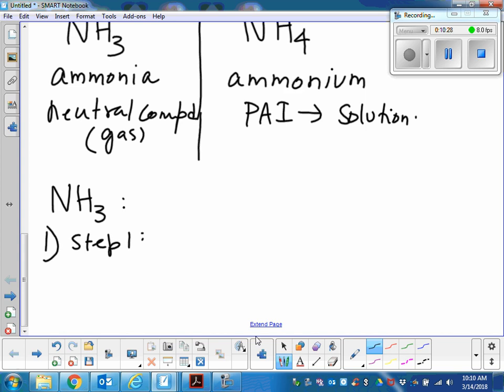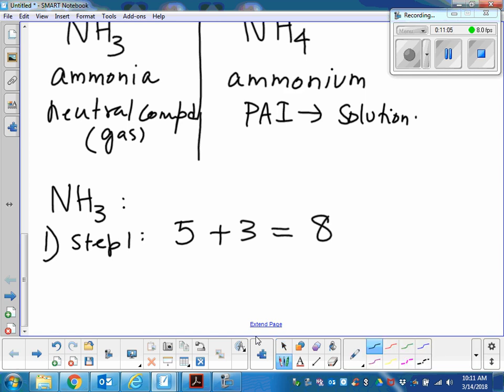How many valence electrons does nitrogen have? Nitrogen has how many valence electrons? 5. Hydrogen has how many valence electrons? 1. But how many hydrogen atoms are there? 3. So each one will contribute 1. So plus 3, which becomes what? Which is 8. Okay? So now what we have to do is, I think I can wear those microphones. Hopefully my voice is so loud that it will pick up.